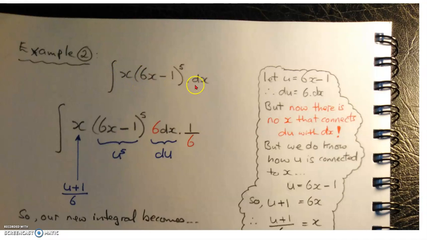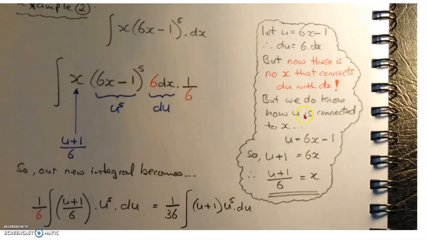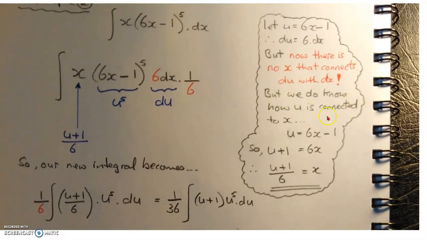Even if you multiply the dx by the 6 and divide by 6, as I've done here, you're still left with, well, what do I do with this x here? I can replace this with u, but what about this thing? Well, you've got to replace that x with u as well. But how? What we do know is how u and x are connected, because that's the formula.